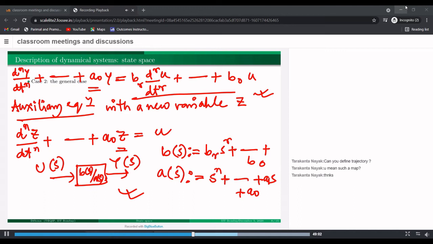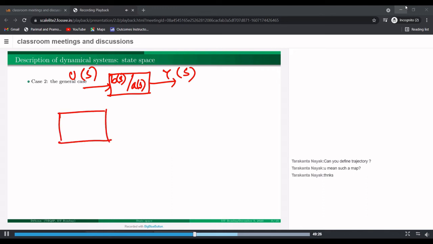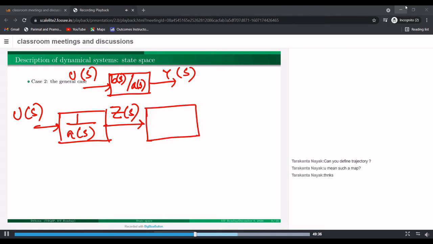So let me repeat. What I have written is B(s)/A(s), U(s), and Y(s). But instead, now look at this one. 1/A(s) acting on U(s) gives us, let's say, Z(s), a new variable, and Z(s), when acted upon by B(s), gives us Y(s). This is just a splitting of this, like this.